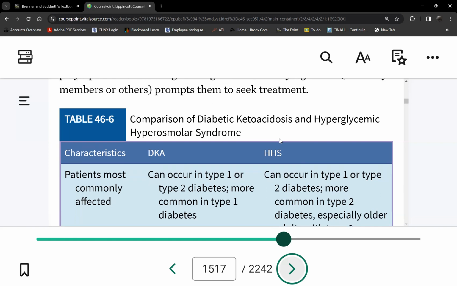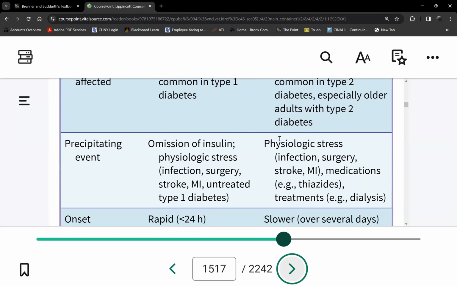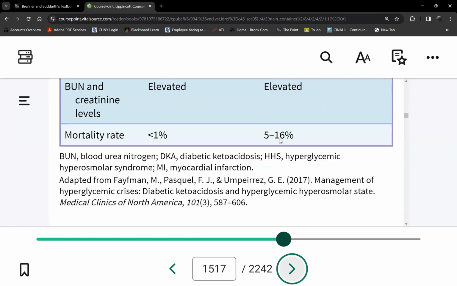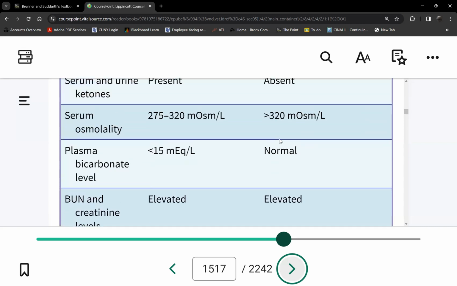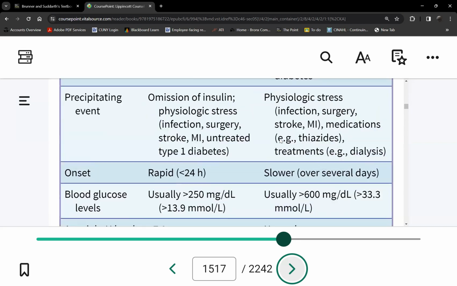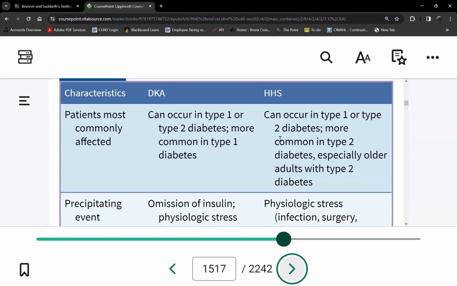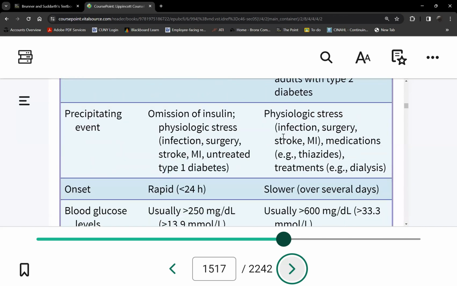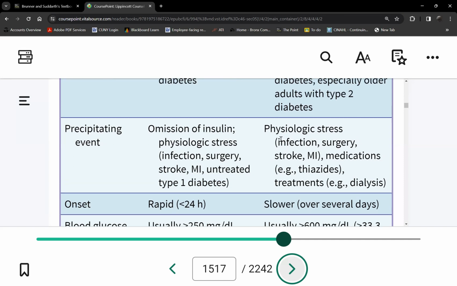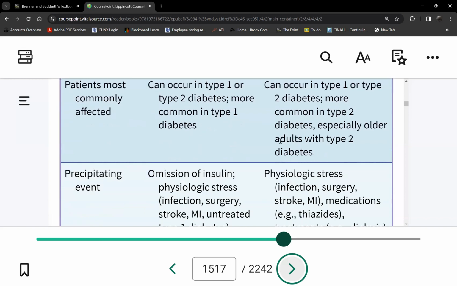So last table, 46-6, this is the side-by-side comparison for your DKA and HHS. Remember I said earlier, I'll ask you a question, what's the difference between the two? So this will be it. So this could be a drag and drop on your first exam. So you drag the lab findings under DKA or HHS. And okay, then I'll base it on table 46-6.